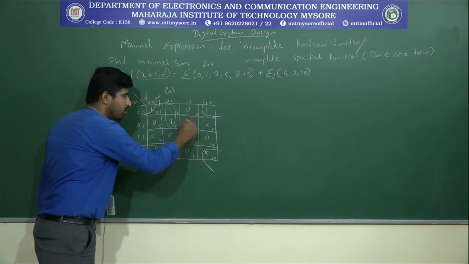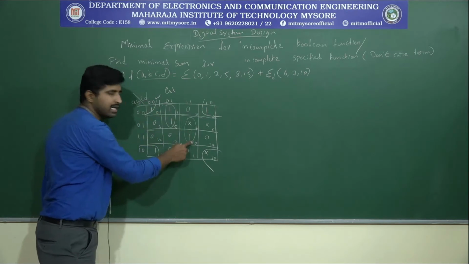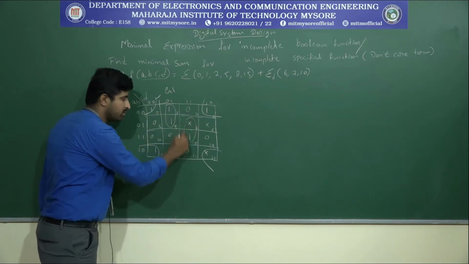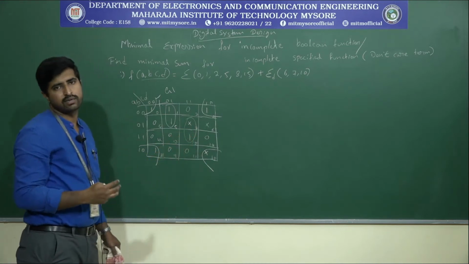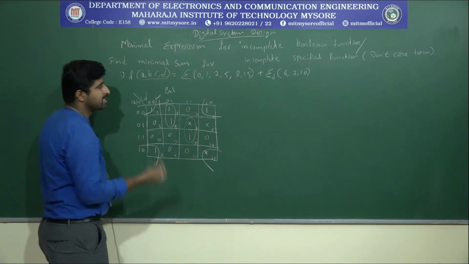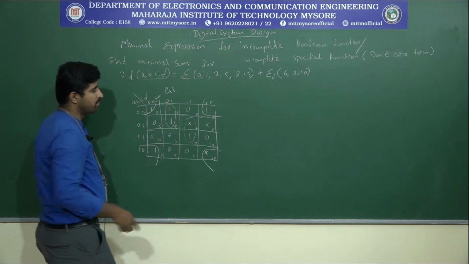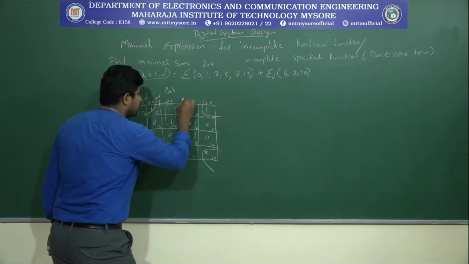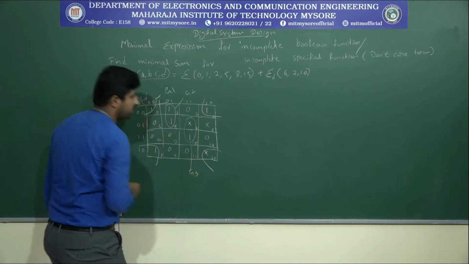So when you make a 2 cell group, it means literals will be less. If you make only 1 cell, we will get 4 literals. But when you include these 2 cells, then we will get only 3 literals, again simplified. Okay, so let's write a simplified expression for this given problem. So this is G1, this is the group G2, and this is the group G3.